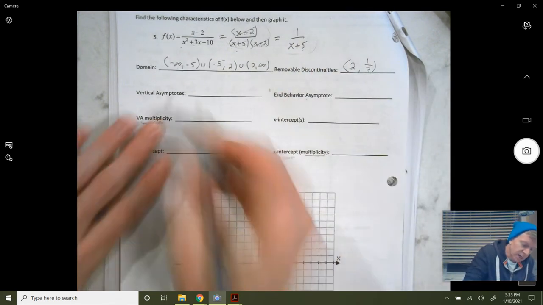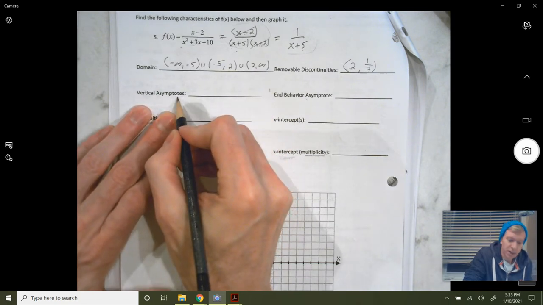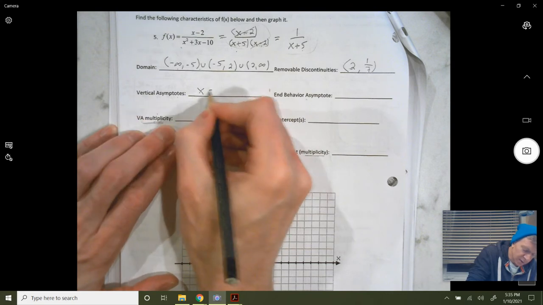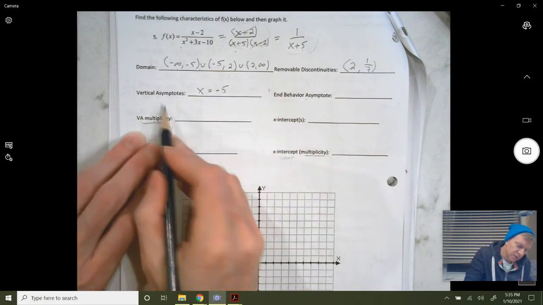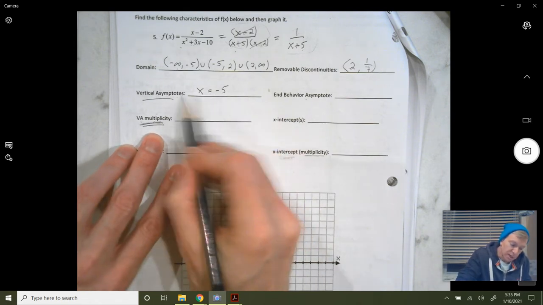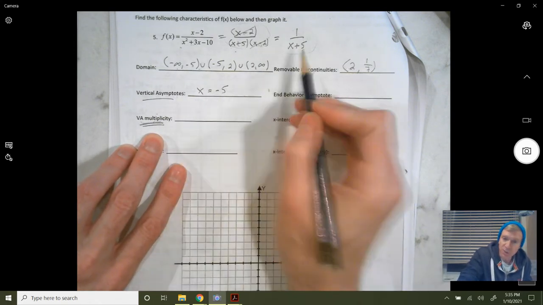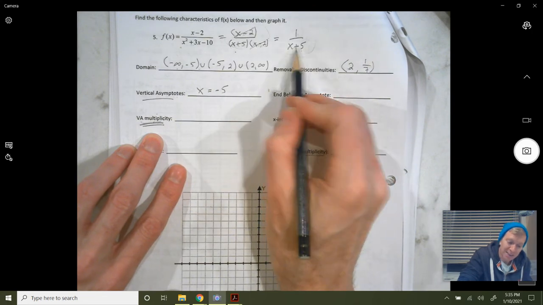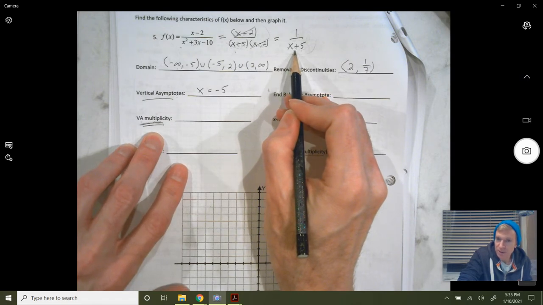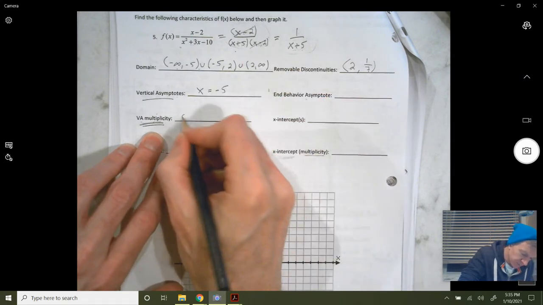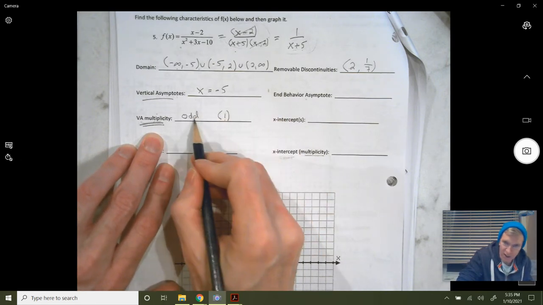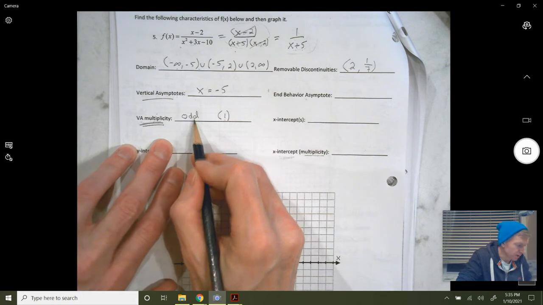Okay, vertical asymptotes. That comes from values that make your denominator 0 but don't cancel. So x equals -5. Okay, and let's talk about the vertical asymptote multiplicity. So we know there's a vertical asymptote at x equals -5 because we have an x plus 5 on the bottom. Now, how many times did this x plus 5 occur? Just once. So the multiplicity is 1, which is an odd number. Okay, the multiplicity is 1, but really we only care if it's even or odd. Okay, we're going to talk about what that means.